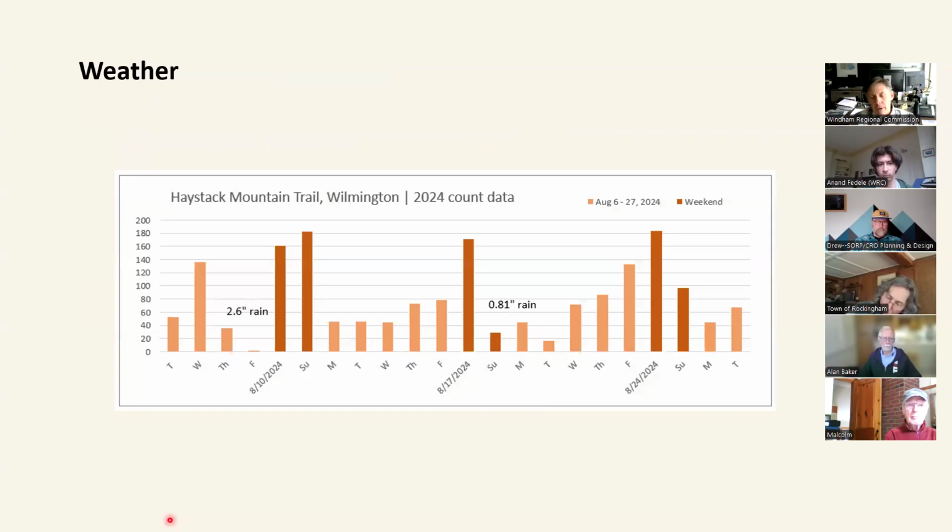Let me show you an example of some data we collected on the Haystack Mountain Trail in Wilmington. And this is just a recreational trail, a hiking trail to the summit of Haystack Mountain. The weekends are in darker orange and the weekday counts are in lighter orange. And as you can see here, we had 2.5 inches of rain over the course of a day and a half, and virtually nobody was on the trail on the Friday before April 10th, 2024.